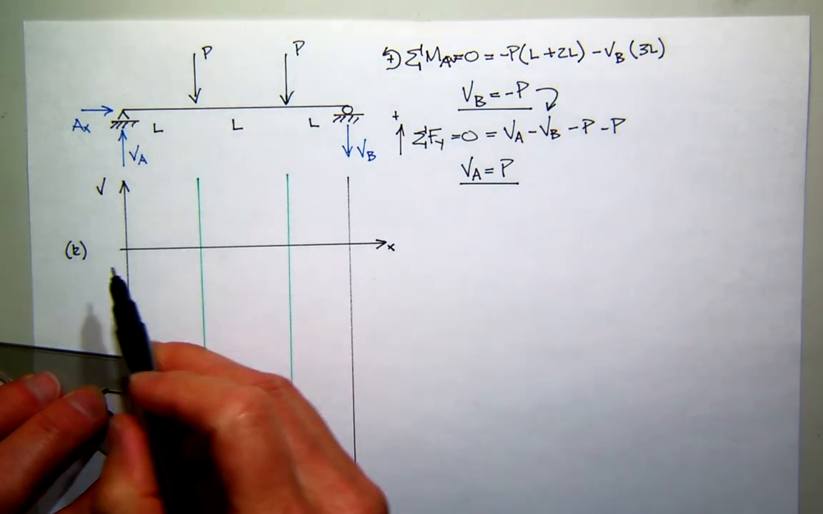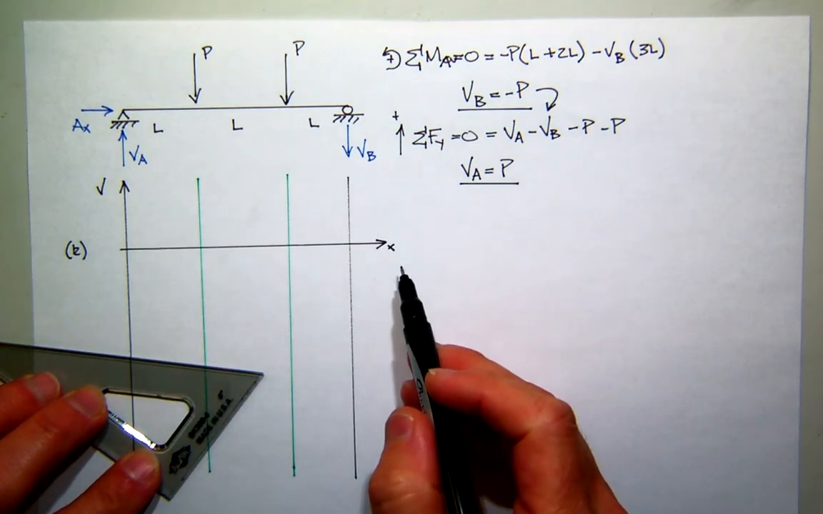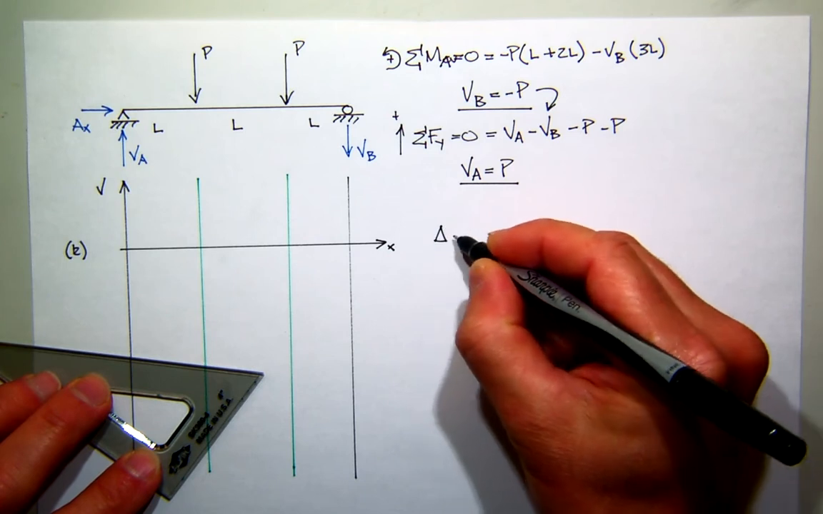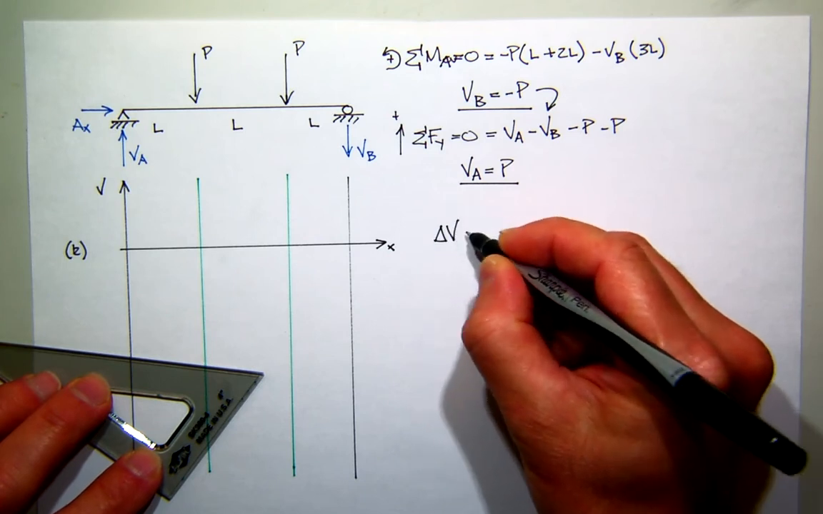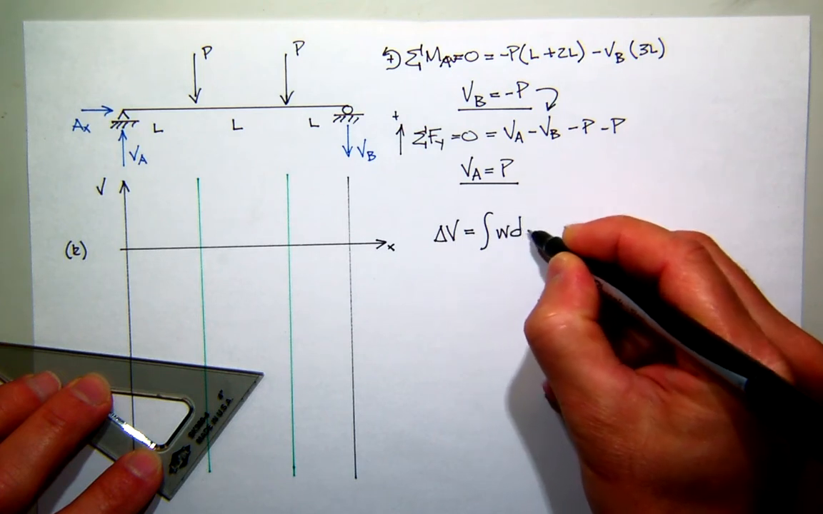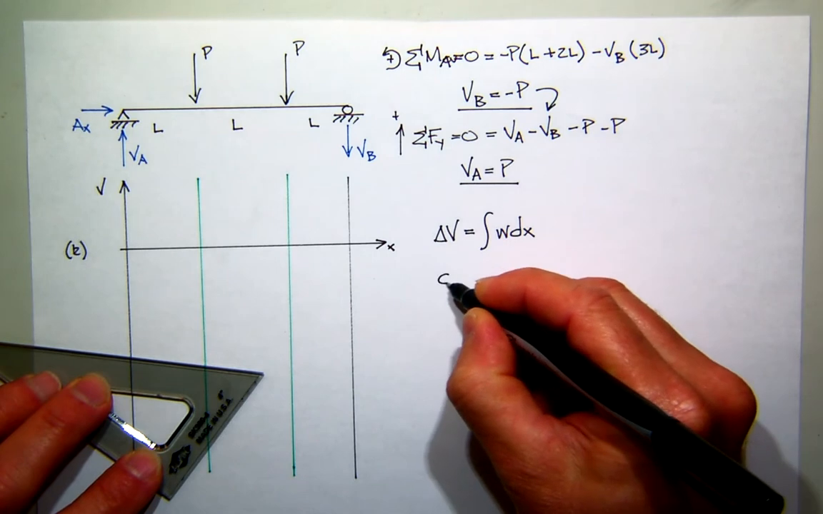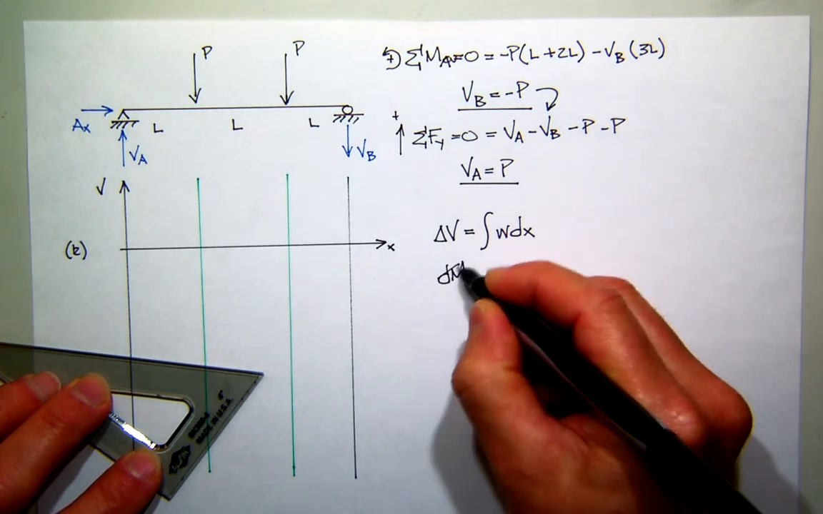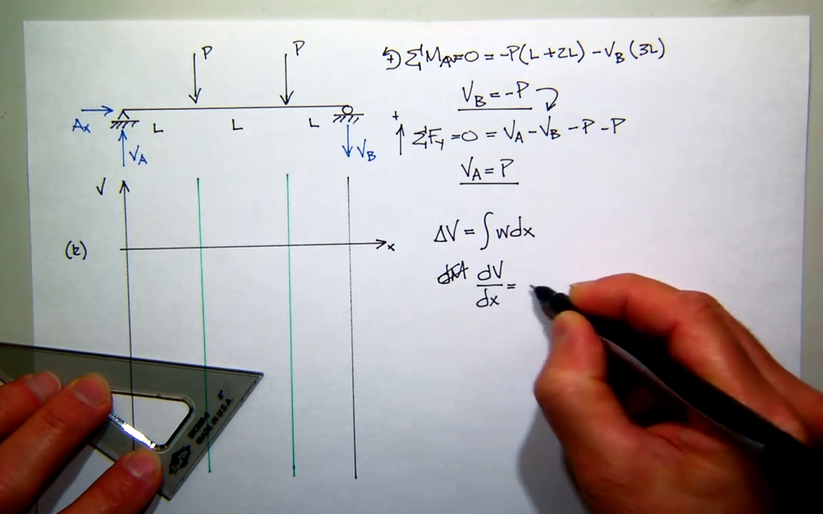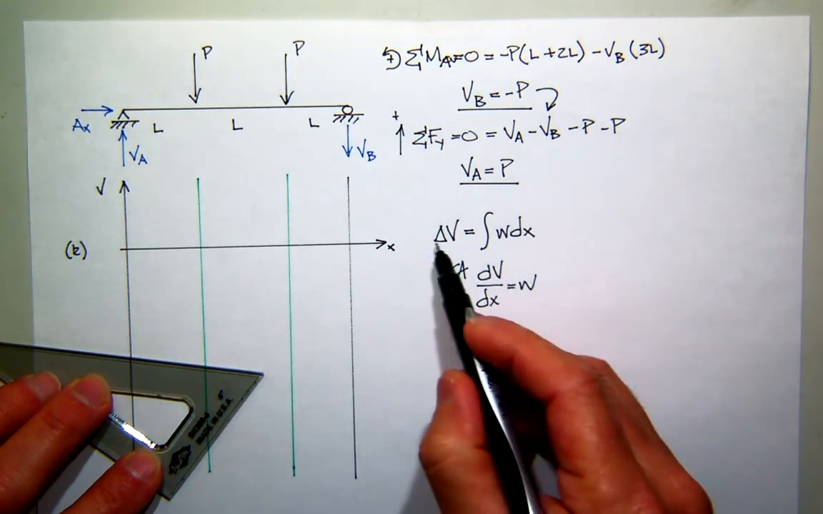Remember, I'm going to start from the left and move in the positive x direction when I build my diagram. Now the first step is to look at the integral relationship that says the change in shear between any 2 points is the area under the load diagram. And then its corollary, the change in shear with respect to x is equal to w. So I want to make sure I use these two things. So let's start with the change.